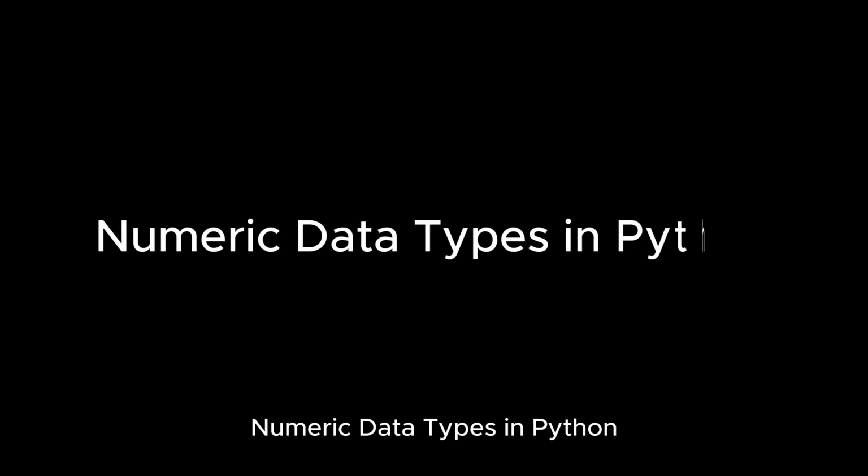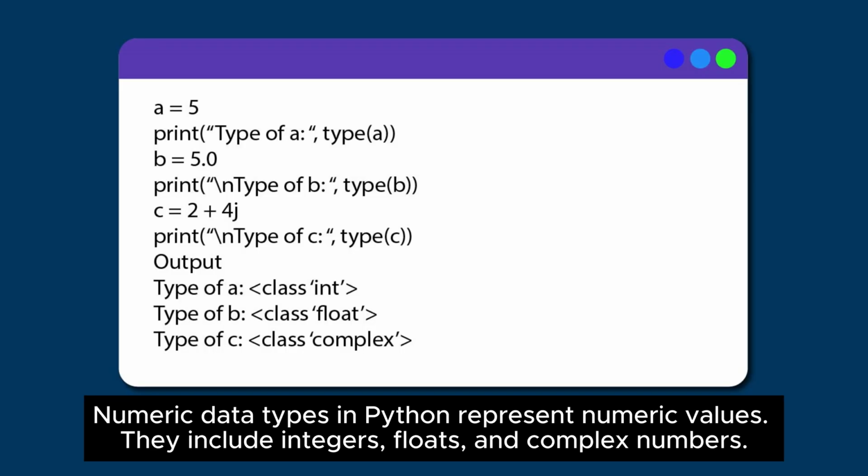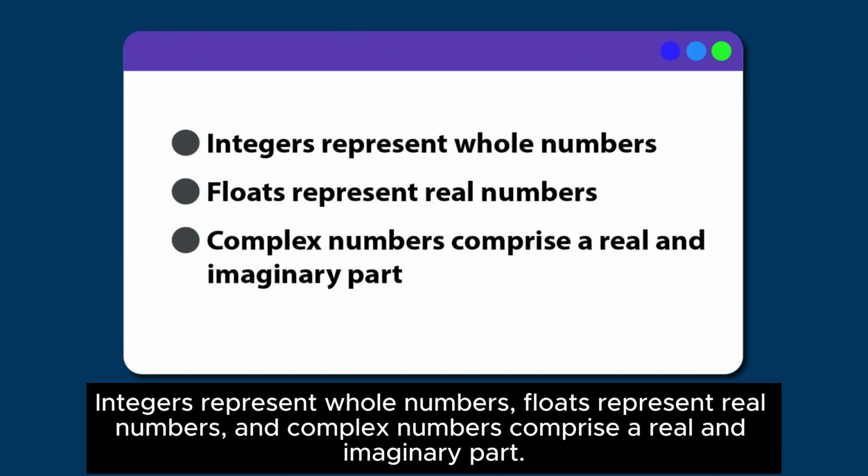Numeric data types in Python. Numeric data types in Python represent numeric values. They include integers, floats, and complex numbers. Integers represent whole numbers, floats represent real numbers, and complex numbers comprise a real and imaginary part.